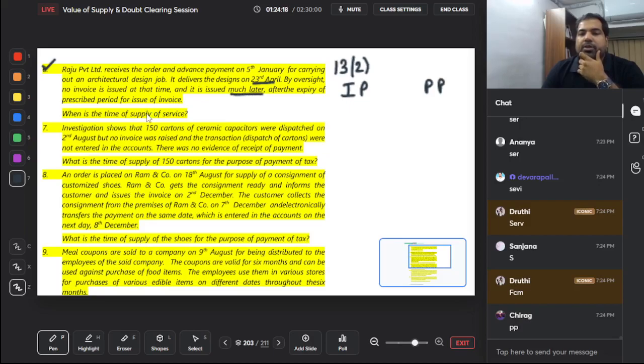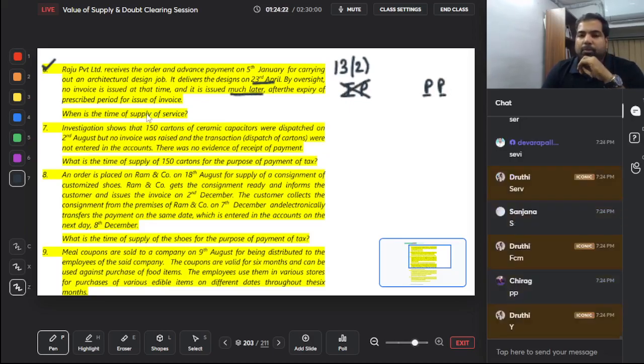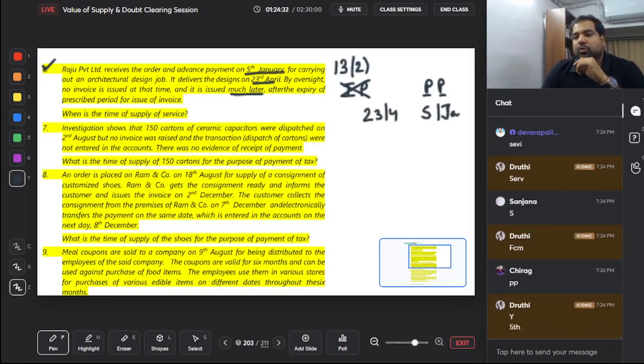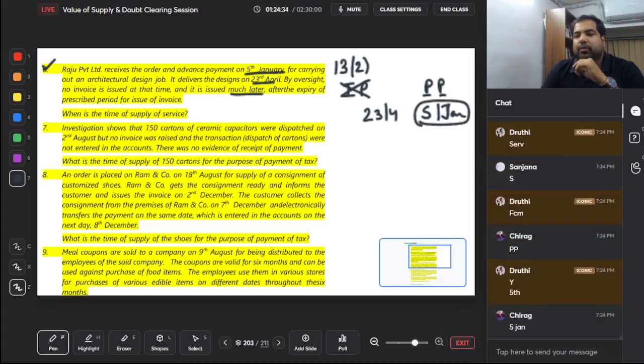And when was the invoice issued? Much later. So is it late? Yes. So we will not look at IP, we will look at PP. Provision date, when were they provided? 23rd April. And when was the payment received? Advance payment 5th Jan. So which is the time of supply guys? 5th Jan.